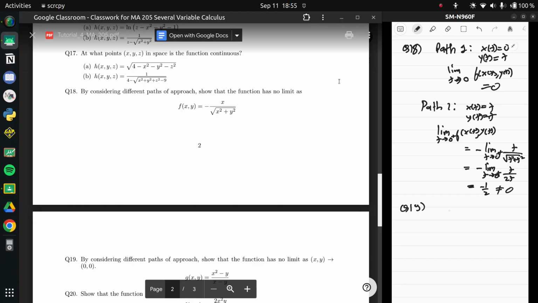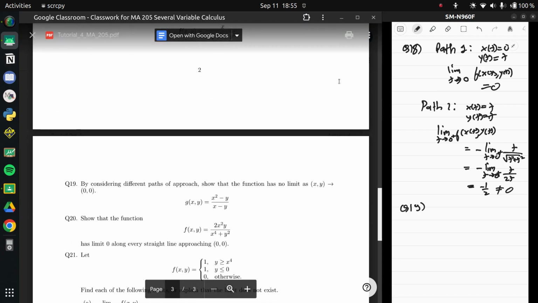Question number 19. By considering different paths of approach, show that this function has no limit. I'm just really tired of all of this. Why do I have to do this?